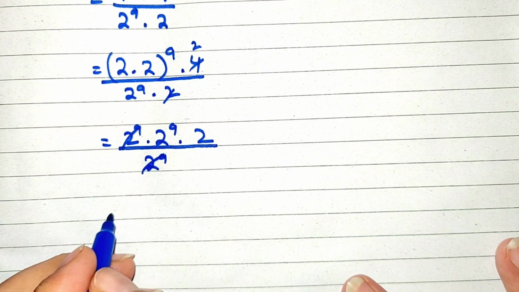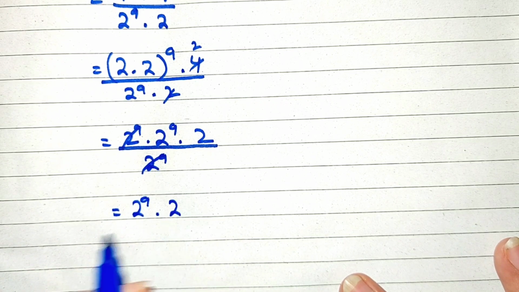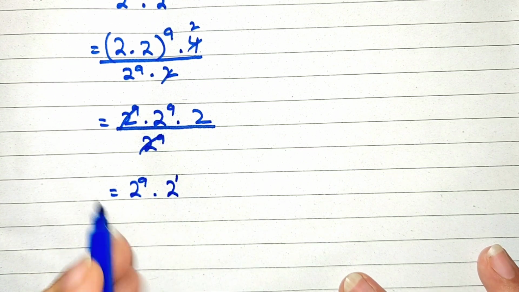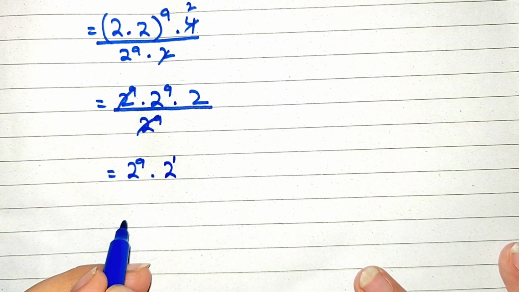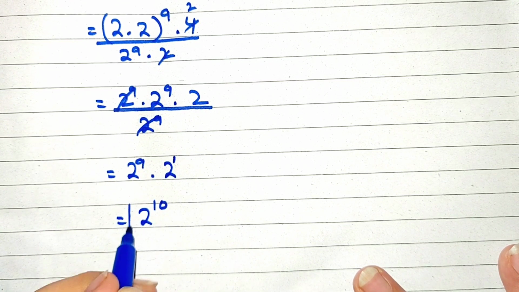So what we are left with is 2 to the power 9 into 2. Bases are the same, so the powers can be added, so we can write this as 2 to the power 10. This is the answer.